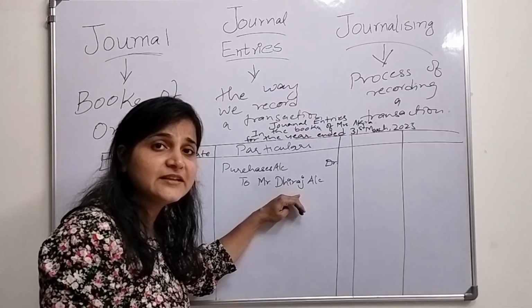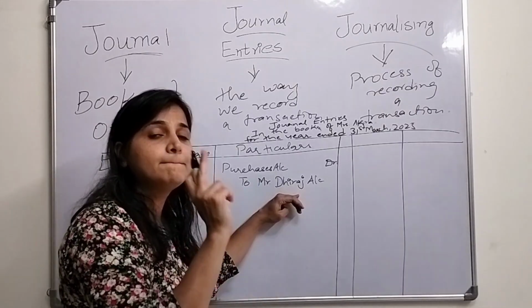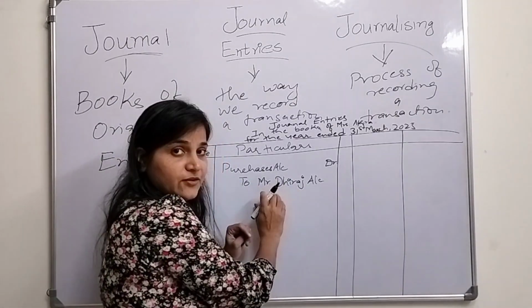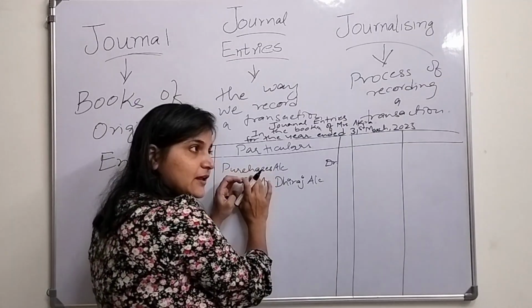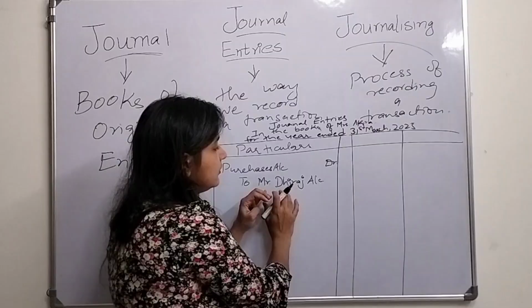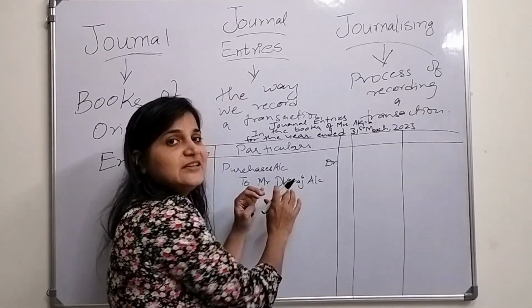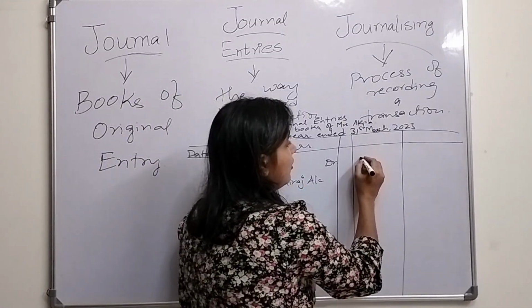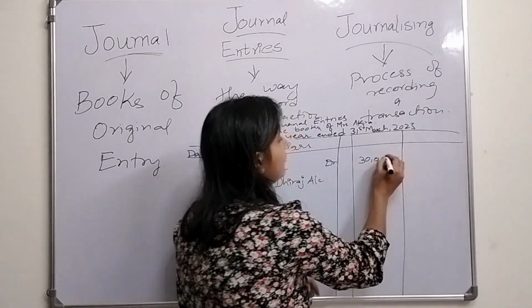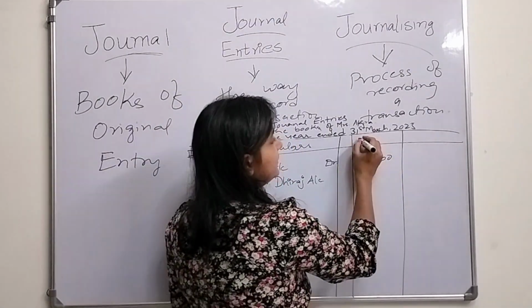Okay, Mr. Dheeraj, he is the giver. We will follow the traditional approach. As per the traditional approach, as per the real account, debit what comes in, and personal account, credit the giver. Mr. Dheeraj is the giver of goods worth rupees 30,000. Now he is giving the goods worth rupees 30,000.